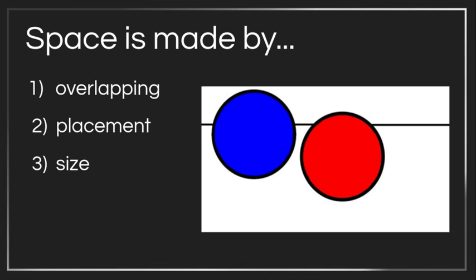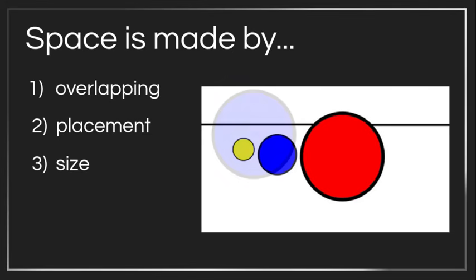Size also plays a huge role in creating the illusion that something is further away. And we create that by having the object that's closest being a nice big shape, and the further and further away the object goes, the smaller and smaller it gets.